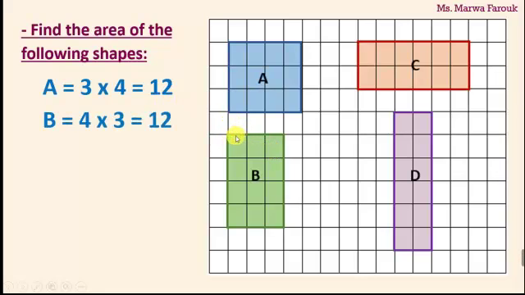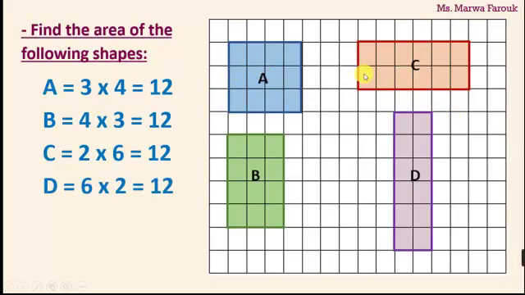How many rows do I have? 1, 2, 3, 4. And how many columns? 1, 2, 3. So 4 times 3 equals also 12. Okay, what about C? How many rows do I have? 1, 2. And how many columns? 1, 2, 3, 4, 5, 6. So I'm going to multiply 2 by 6, which equals 12.